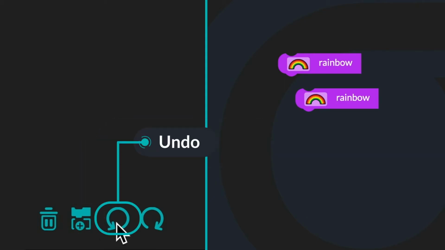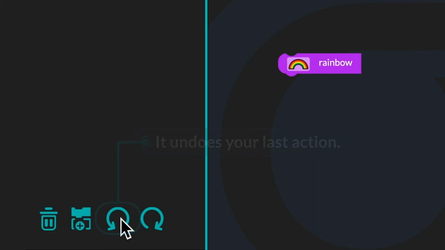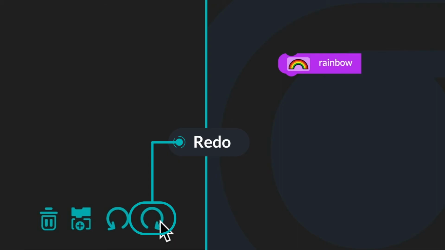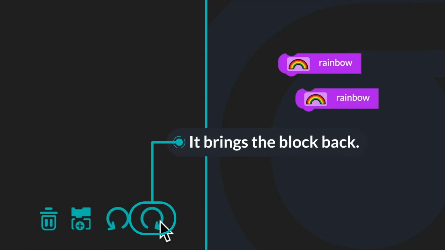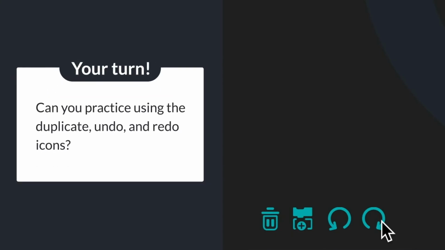Now click on the undo button, which is the arrow turning to the left or counterclockwise. What happens when you click undo? That's right, it undoes your last action, and in this case, it undoes your duplication of the rainbow block. Now, click on the redo button or the button turning right or clockwise. What happens? In this case, it brings the block back. Can you practice using the duplicate, undo, and redo icons?